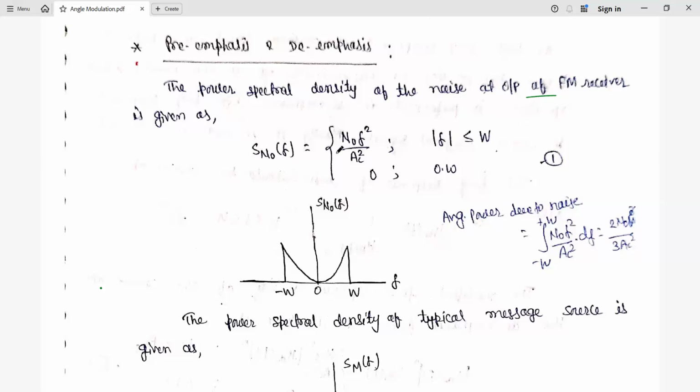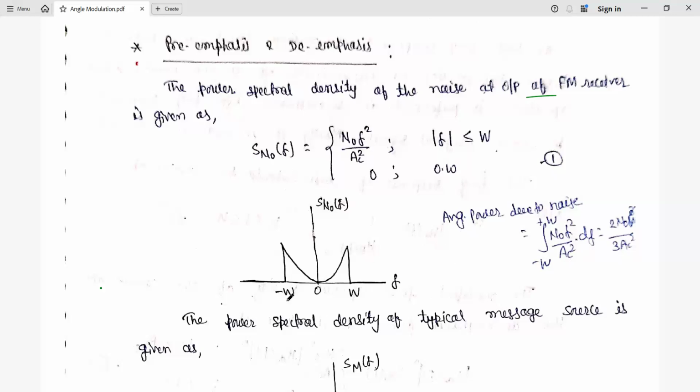At the output we have N naught f square by Ac square, where the modulus of frequency is less than or equal to W. That means it is going to be in the range minus W to plus W, and otherwise it is going to be 0. So this is for the positive frequency as well as the negative frequency. And the average power general formula is given as the integral of N naught f square by Ac square df over minus W to plus W. So this spectral density is being integrated over minus W to plus W to obtain the average power due to the noise.